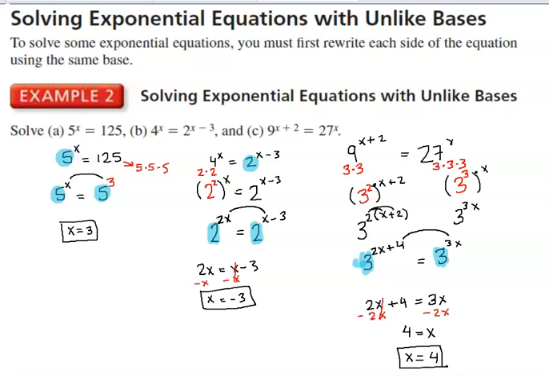So we broke down both the 9 and the 27. The 9 we rewrote as 3 squared, and the 27 we rewrote as 3 to the 3rd. Once we did that, we got to this line here where we have the base of 3 on the left and the right-hand side, and then we're able to set the exponents equal to each other and solve.